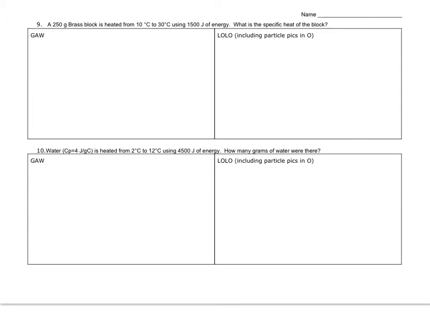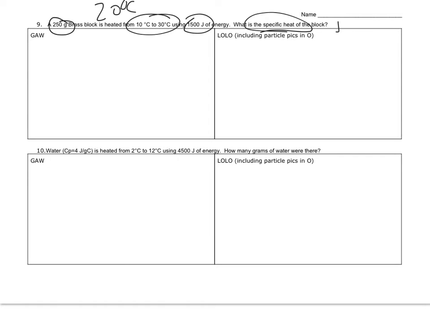Okay, I'm going to explain 9, 10, 11, and 12 today. So we got a 250 gram brass block that is heated from 10 to 30. So I'm just going to underline that. I'm going to write down that that's a 20-degree change, using 1,500 joules of energy, and it's 250 grams. So what is the specific heat of the block?